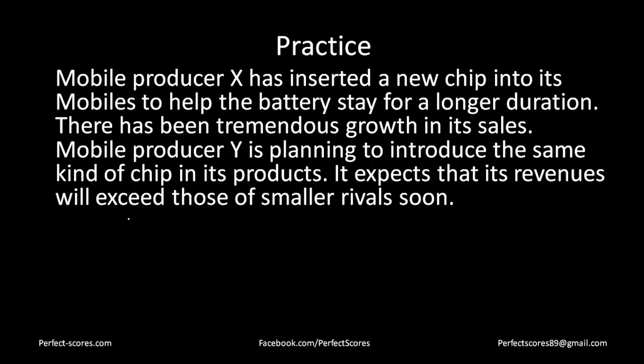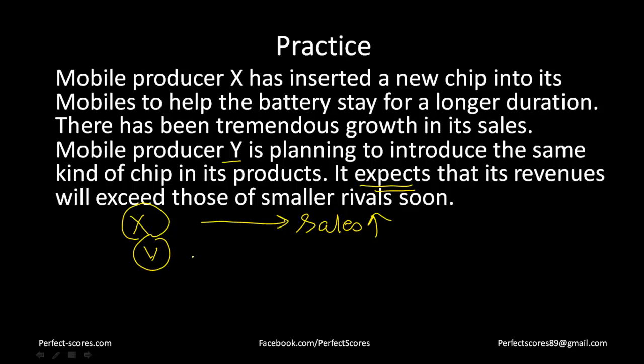So what basically we are saying is that what this producer X is doing is helping to improve the sales. So sales are going up because of this new introduction. So mobile producer Y is planning to introduce the same kind of chip in its products. It expects that its revenues will exceed those of smaller rivals soon. So the basic conclusion is that if Y does the same as X has done, its sales will also increase.